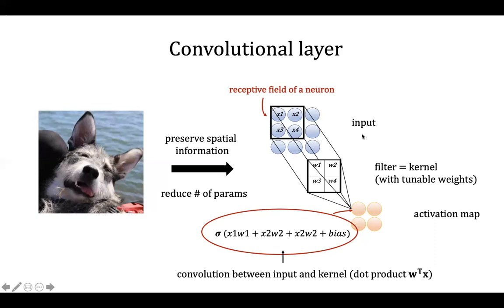Another thing to note here is that, for example, this neuron has the weights W1, 2, 3, 4, and all the other neurons in the same convolutional layer will have the same weights. So all these neurons will have the same weights, and this is called shared parameters.